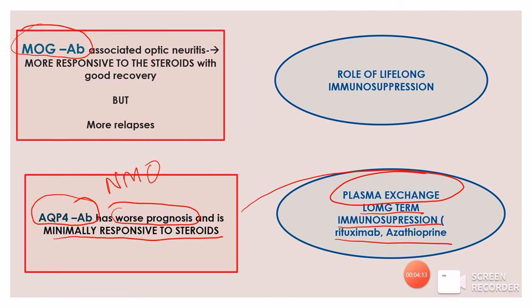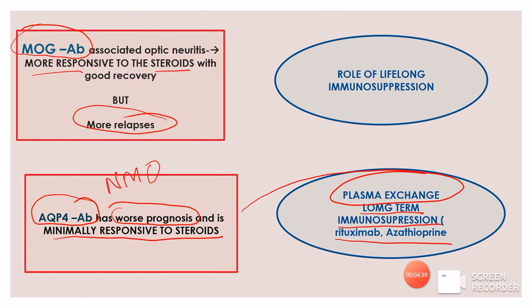Similarly, in MOG-AB antibody associated optic neuritis, the response is very good to the steroids. Okay, they are going to respond very nicely to steroids, just like multiple sclerosis. However, when you stop the steroids, what happens is that you will see more relapses. So this also will give you a clue that you're dealing with atypical optic neuritis. That means you start the steroids and the patient responds to steroids, but when you stop steroids, the patient is again having recurrence of optic neuritis.